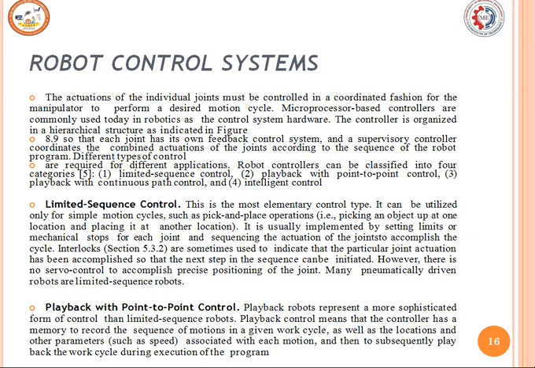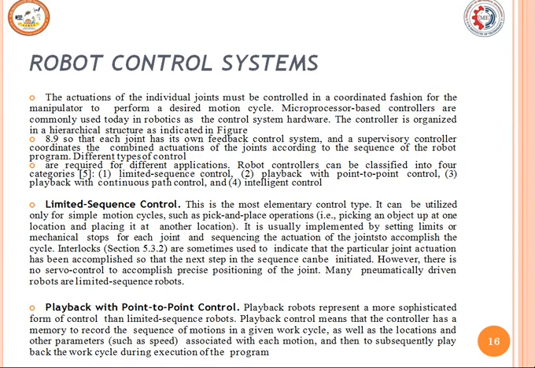How do you control the robot? By using the control system. The controllers are classified into 4 categories. One is limited sequence control, second is playback point-to-point control, third is playback with continuous path, and fourth is intelligent control. The limited sequence control is used for only simple motion cycles.